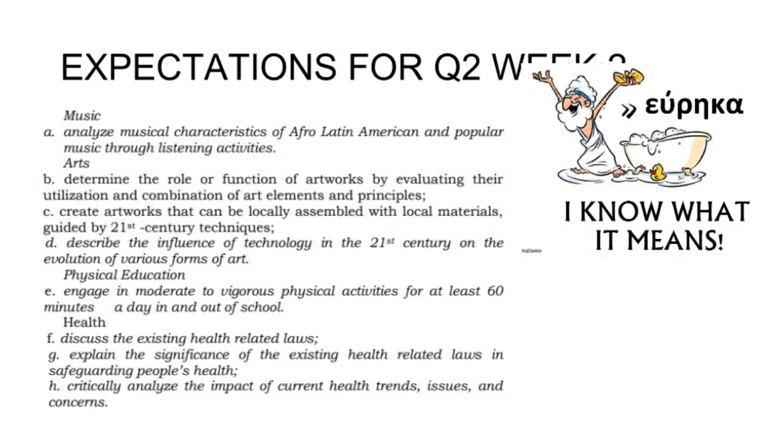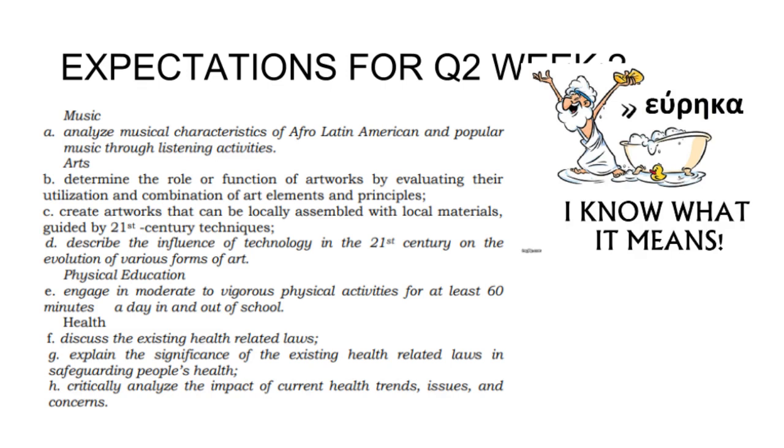Expectations of the modules. Self-Learning Module 2 for Quarter 2, Grade 10 Music, Arts, PE and Health. At the end of this Module 2, you are expected to: Music. A. Analyze musical characteristics of Afro-Latin American and popular music through listening activities.